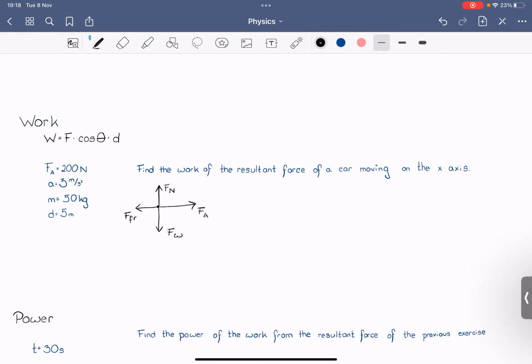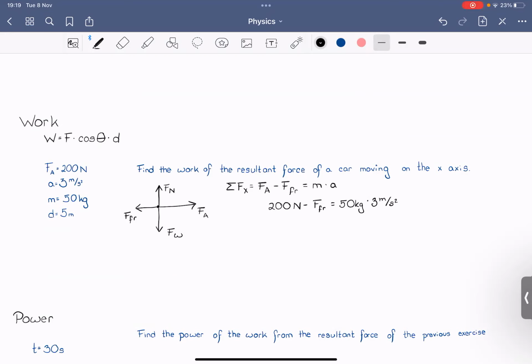Therefore, when we do the sum of our forces on the x-axis, it is our applied force minus our friction. And that is always equal to our mass times our acceleration. All right. Our applied force is 200 newtons. And we don't know our friction force just yet, but we do know that our mass is 50 kilograms and our acceleration is 3 meters per second squared.